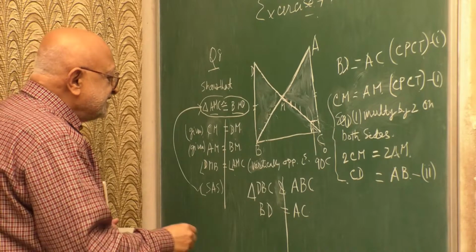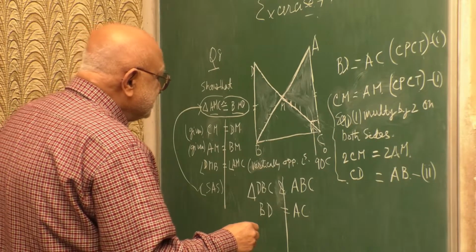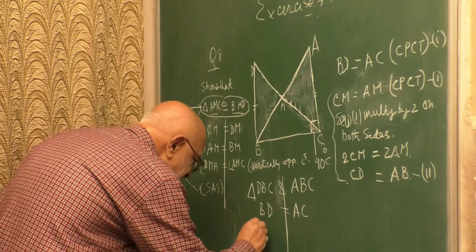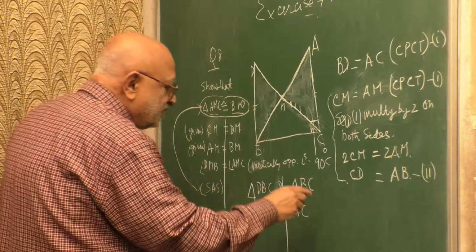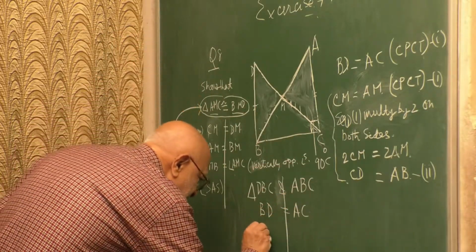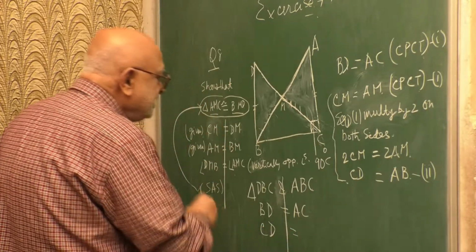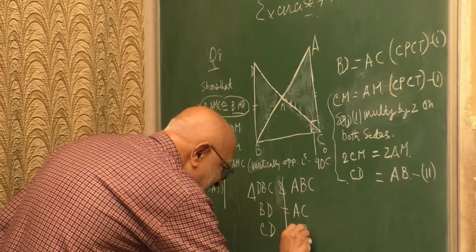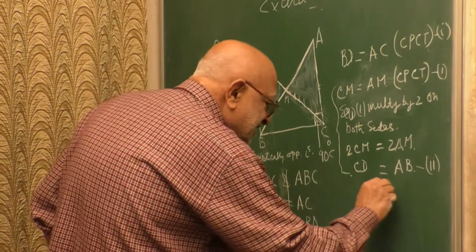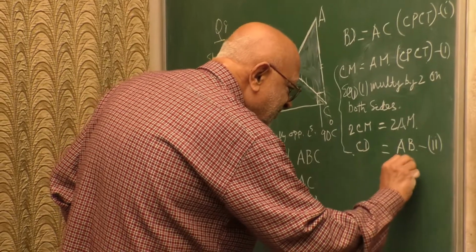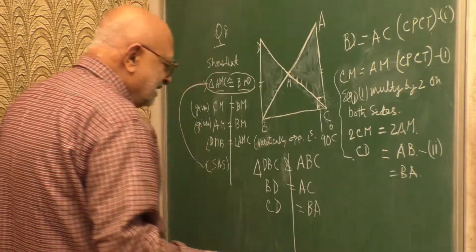And I have CD. Or you can write it instead like this, I'll go on this. Anyway, I have used CD, I will use CD here also, and I will use BA. This is AB, I will change it to say BA. This is the one.